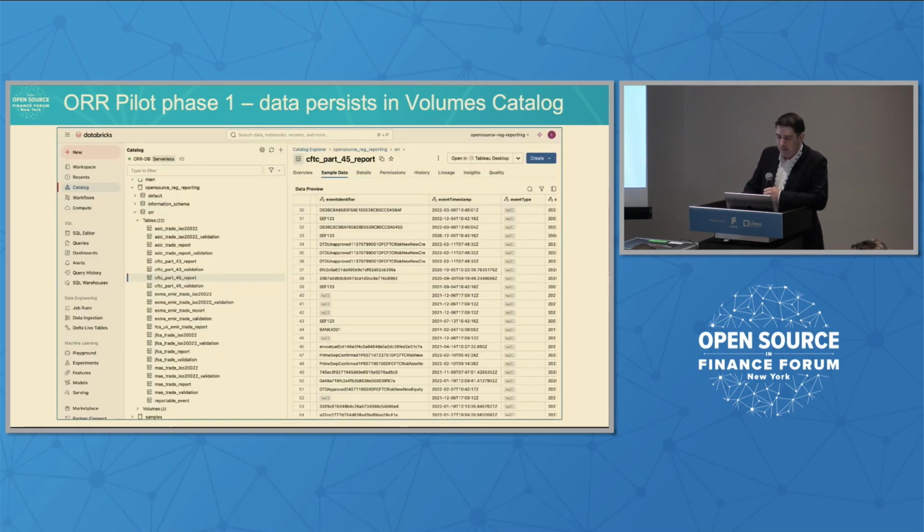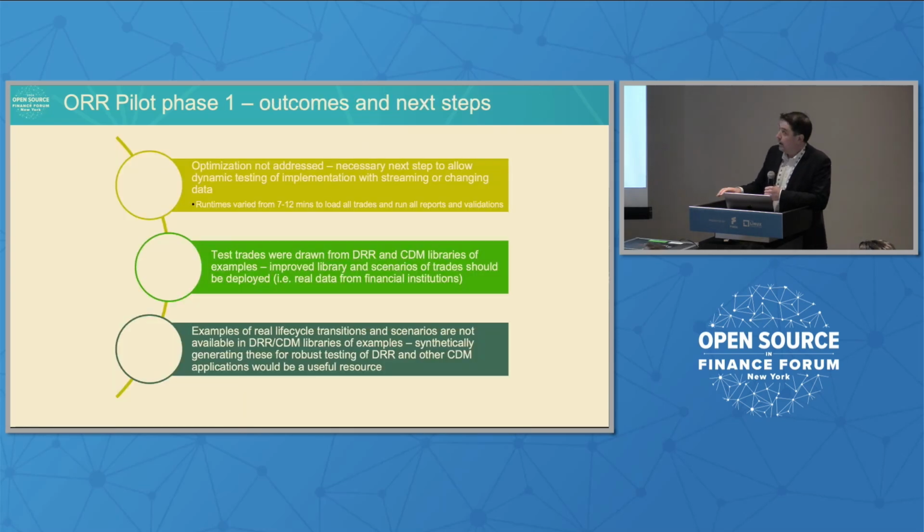Okay, this is what we were able to see. You can get in there and see the tables of sample data. This is the Part 45 report. You can scroll across, and there's a column for each data field. Each row is effectively a trade report. Now, the pictures are really to show you that it is real.